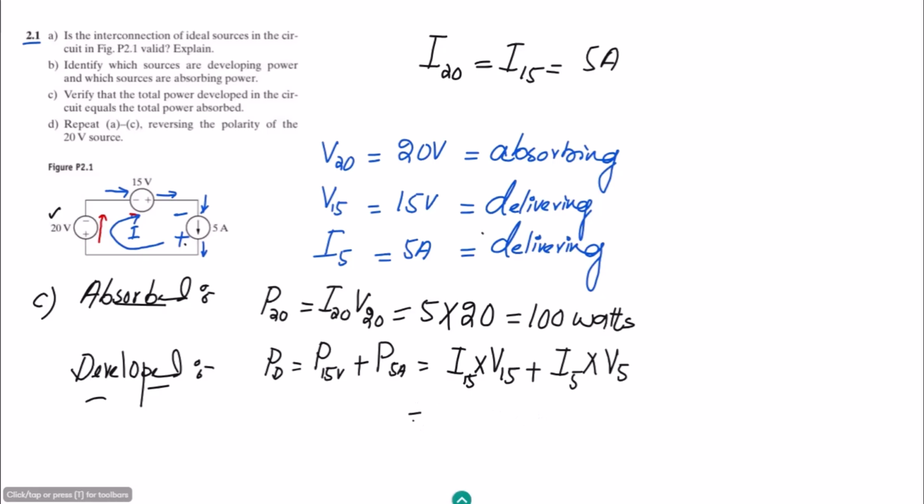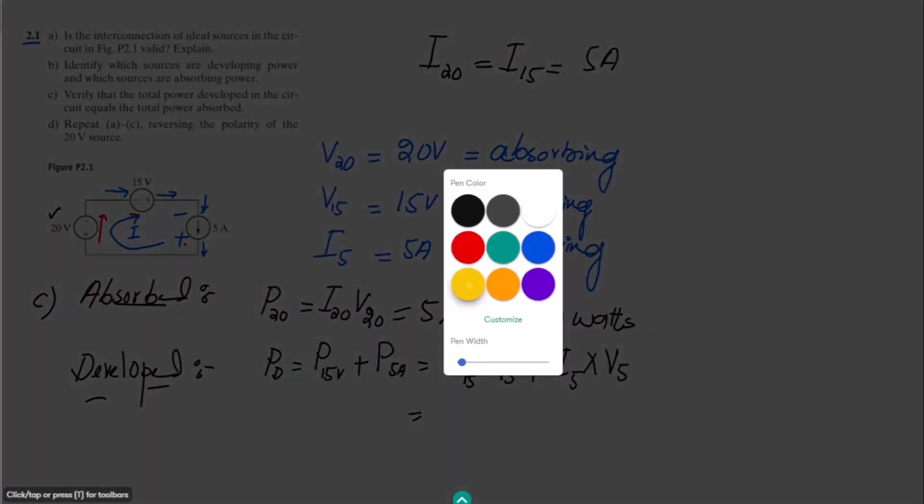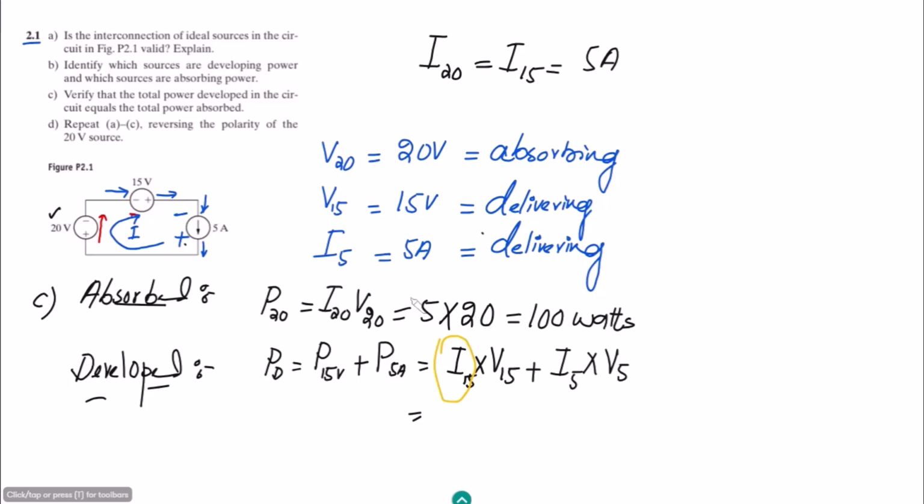Okay, so do we know this value? Yes, this is already known, and also from this formula as well. Do we know this value? Yes, this is already known, and that is 5 amperes. This is the I5. Do we know this value? Yes, V15 is known, and that is 15 volts. But do we know this value? No, we don't know this one.